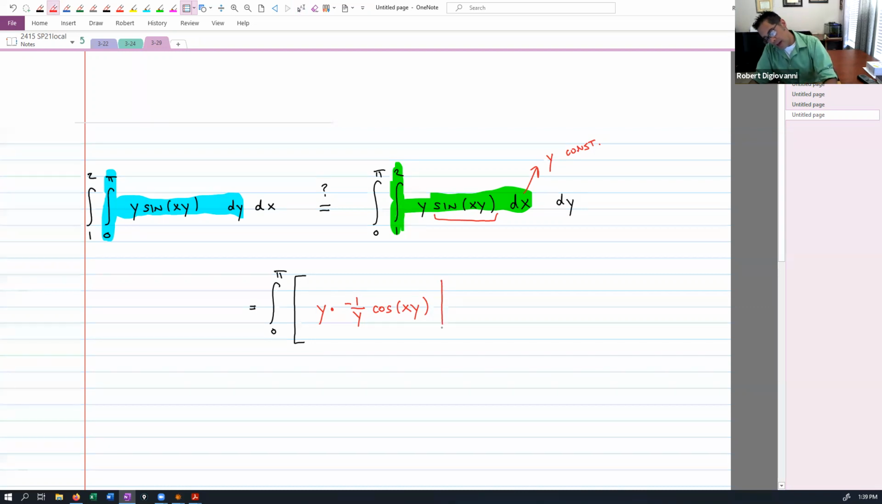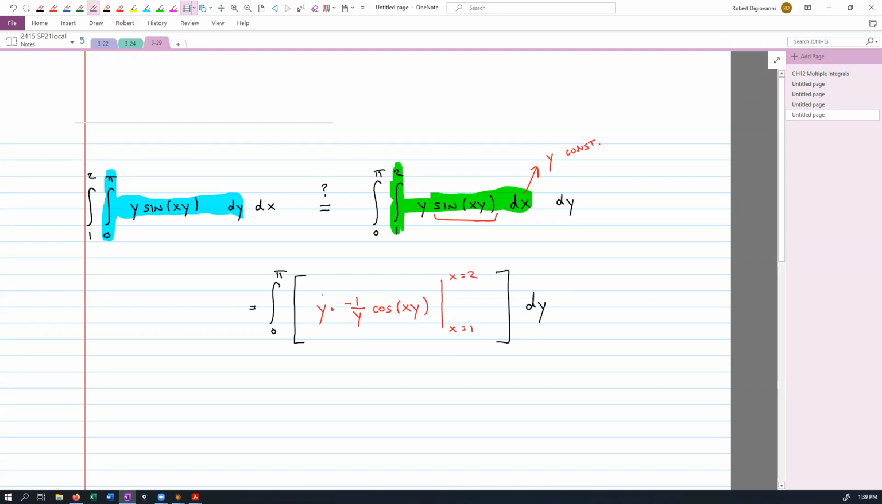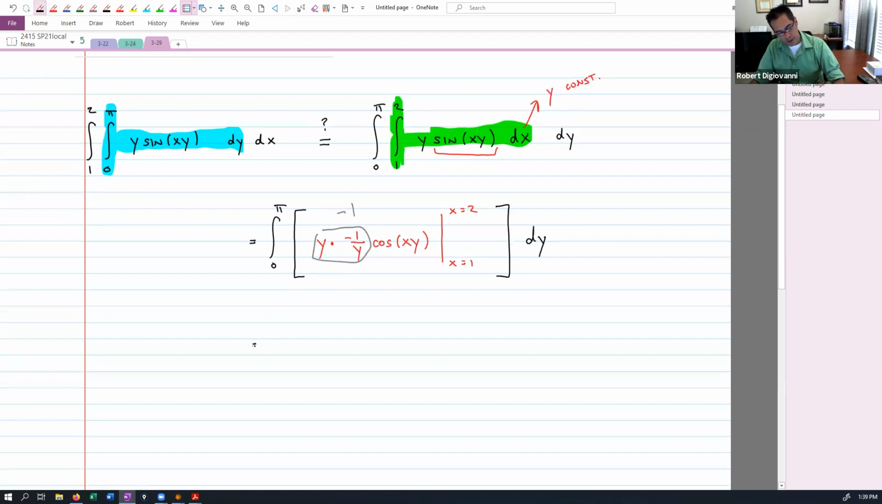And we're going to evaluate that where to where? From x equals 1 to x equals 2. All right, we'll figure out what that is, and then we'll integrate with respect to y. Let's see if this gets any better. Hey, wait a minute, don't those y's cancel? Those y's cancel, don't they? Yeah. All of this just becomes -1. Well, that's nice. Okay, this becomes integral 0 to pi.